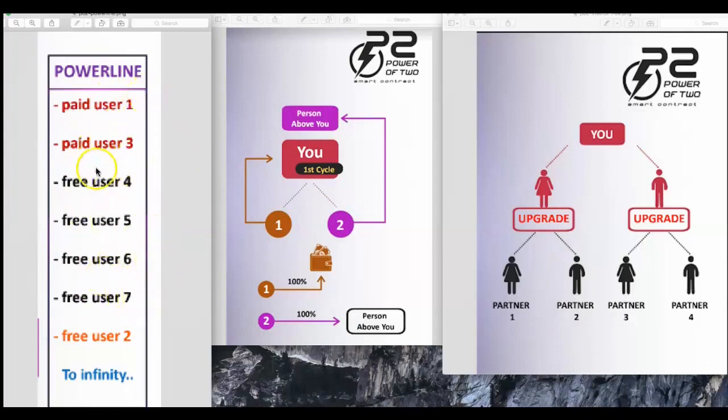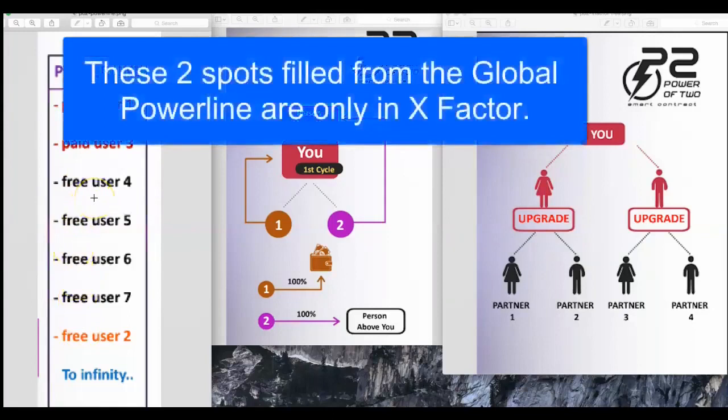The benefit of this is that it could help you move faster if you were waiting on the global Powerline to fill those two spots. But the global Powerline is made to fill the spots for each person. So just to understand that: if someone refers 100 people into Power of Two into the global Powerline, it's possible that 2 of those 100 will benefit them personally, and the other 98 are actually being distributed to other people in the global Powerline to benefit everyone. That's truly the magic of how Power of Two works and why the X Factor is so amazing.